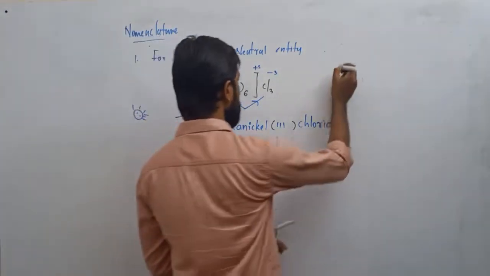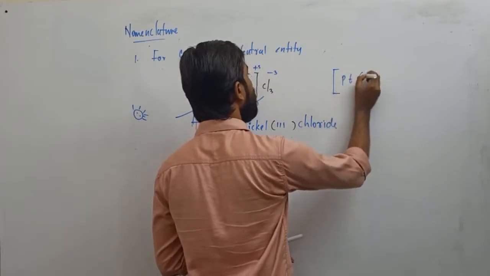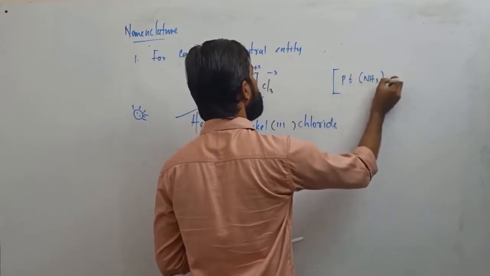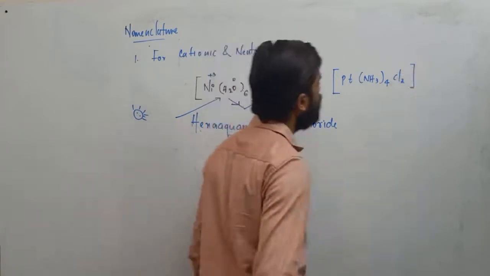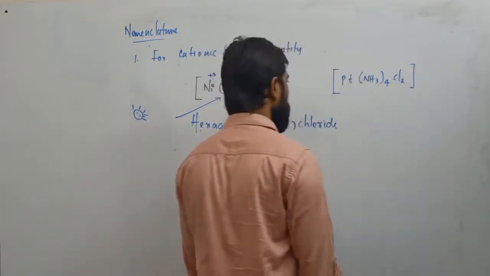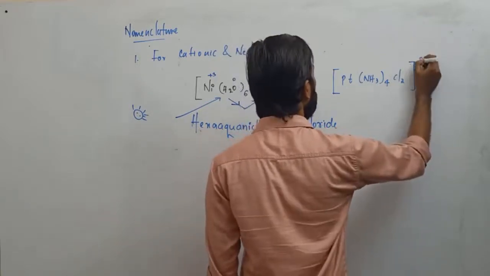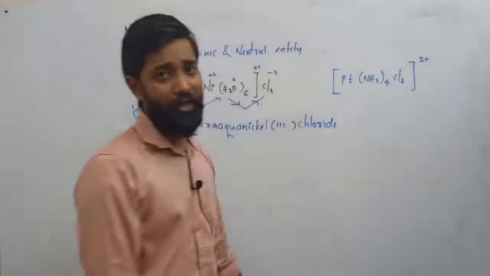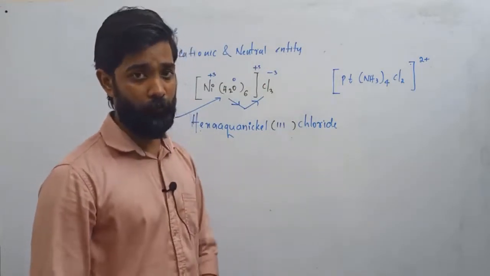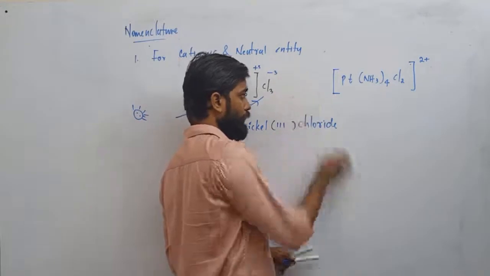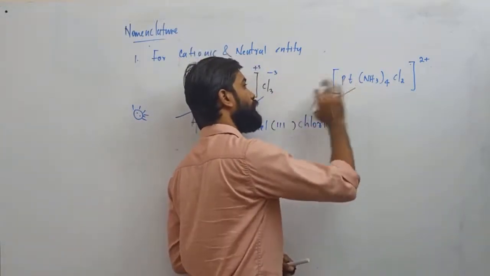Okay. I'll give you another example. If I have a molecule Pt(NH3)4Cl2, with a charge of 2 plus. So what is this category? This category is nothing but a cationic entity. So what do you see? What can you see first from the left?